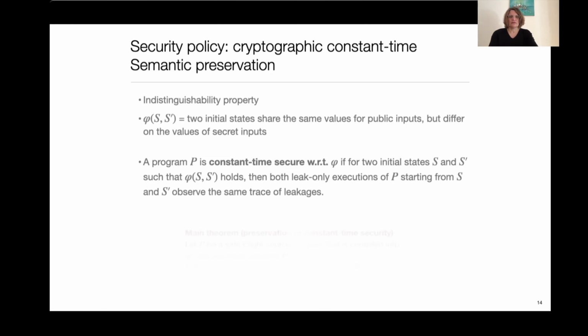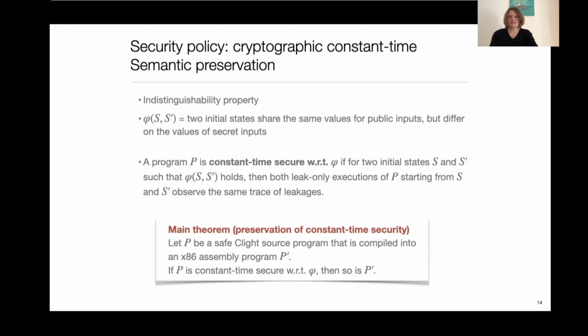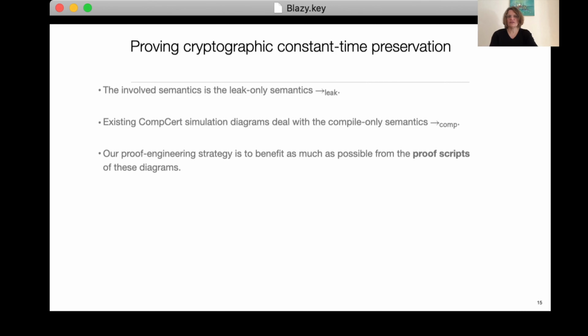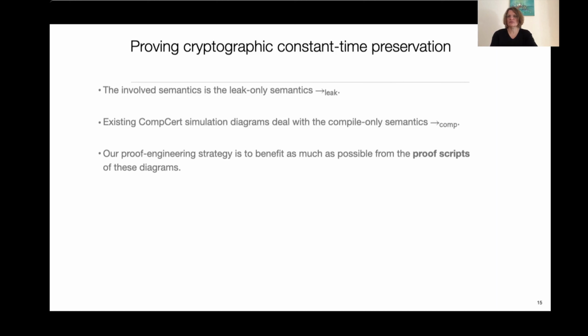So the main theorem is the following. Let P be a safe C-like source program that is compiled into an x86 assembly program P prime. If P is constant time secure with respect to phi, then so is P prime. So this is a security property we expect from our compiler. And now let's see how to prove it in Coq and with the help of the existing CompCert proofs.